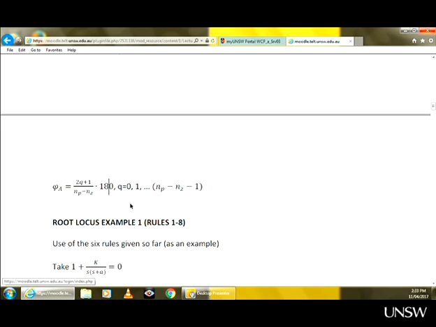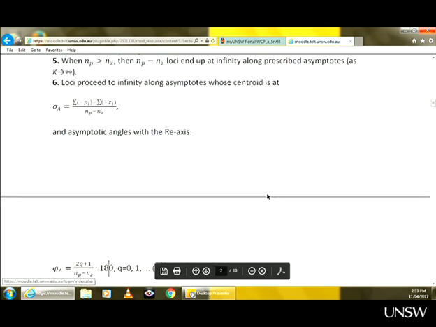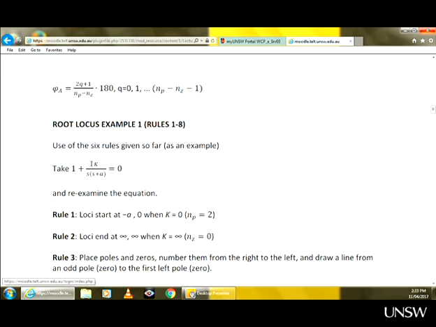Okay. So let's stop with 6 rules. There are more, but let's complete this example using these 6 rules. Then we'll introduce a few more rules. Okay, so back to our initial open loop transfer function. The characteristic polynomial of the closed loop transfer function is 1 plus GO of S equals to 0. Now let's apply these rules.